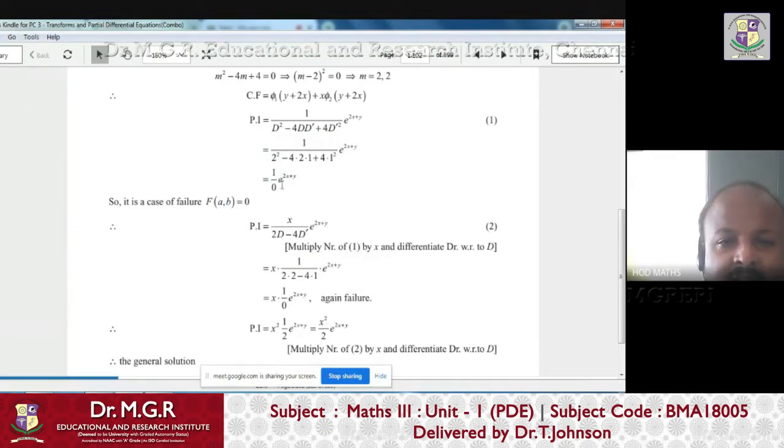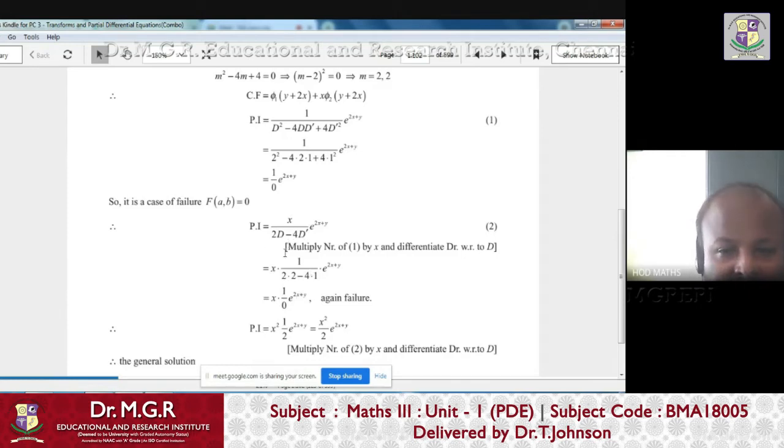So here, what is the alternative method? One method is directly writing the denominator in the factor form, checking the power of the factor, and then multiplying it with x power r by r factorial. That is the simple one that we have seen in the class also. But there is another method also. You have to multiply x in the numerator and differentiate the denominator with respect to D, and then you substitute. That time, if it is 0, again you have to repeat the same process.